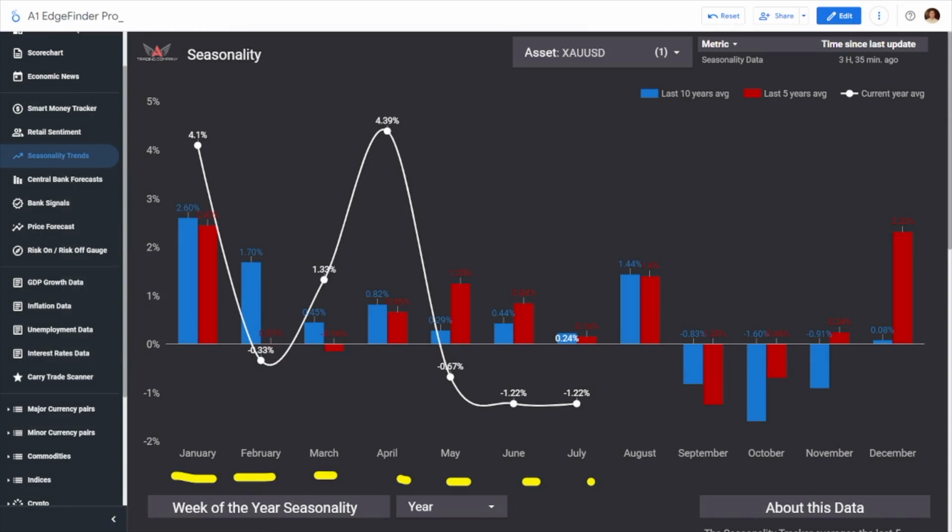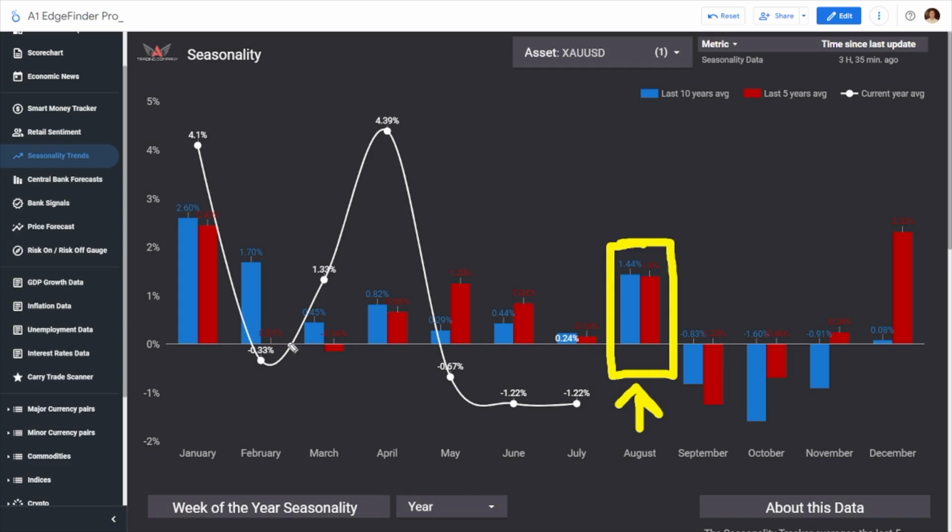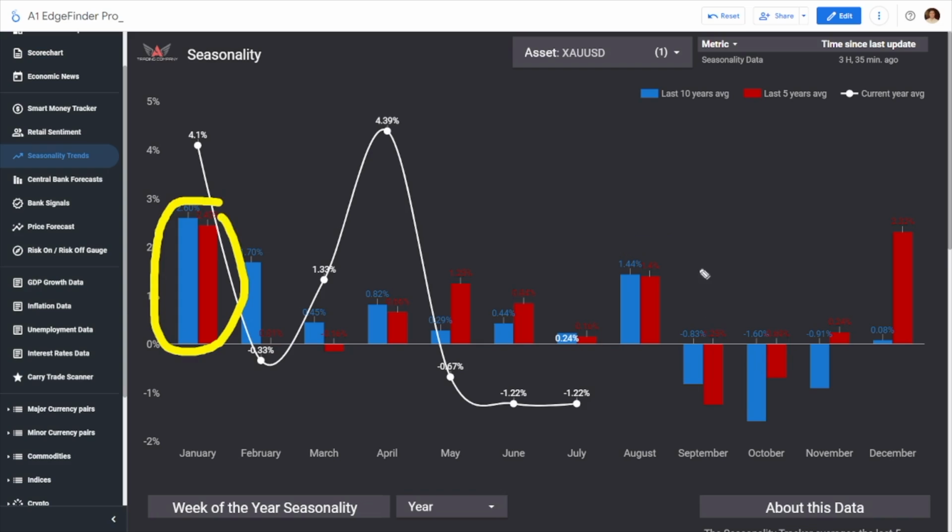So what this would tell us is that in the month of August, I'm not necessarily just going to go all in on gold and buy it just because the month of August is historically positive. But what I do know is that when we get these strong readings, it can be a nice added confluence to my trading.